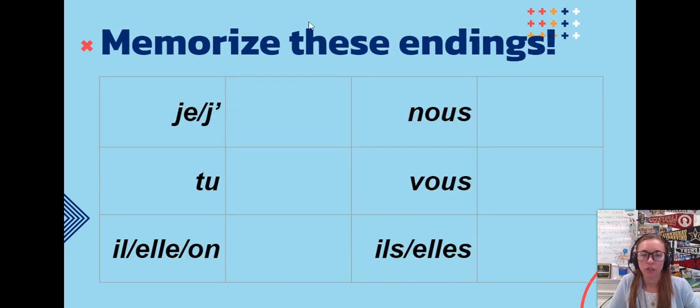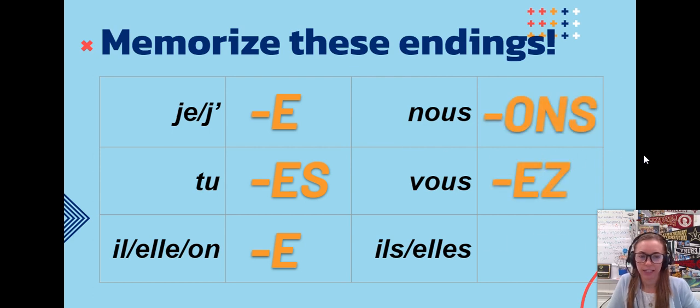So hopefully this chart looks familiar to you. We have our je, which means I, tu for you, il for he or it, elle for she or it. We have nous for we, and vous is you, plural, like y'all. And then we have ils and elles, plural, for they. So our job is to memorize these endings: e, es, e, ons, ez, and ent. And we have a little dash here because that's where the stem is going to go.